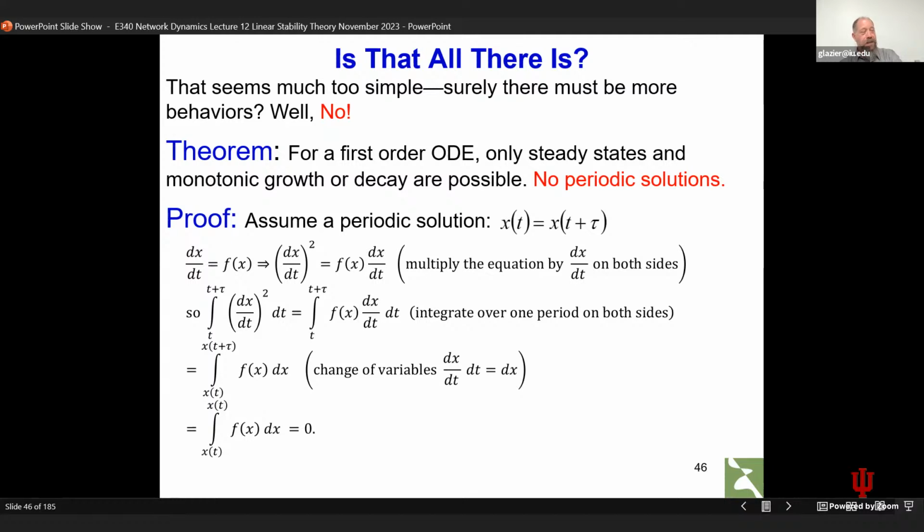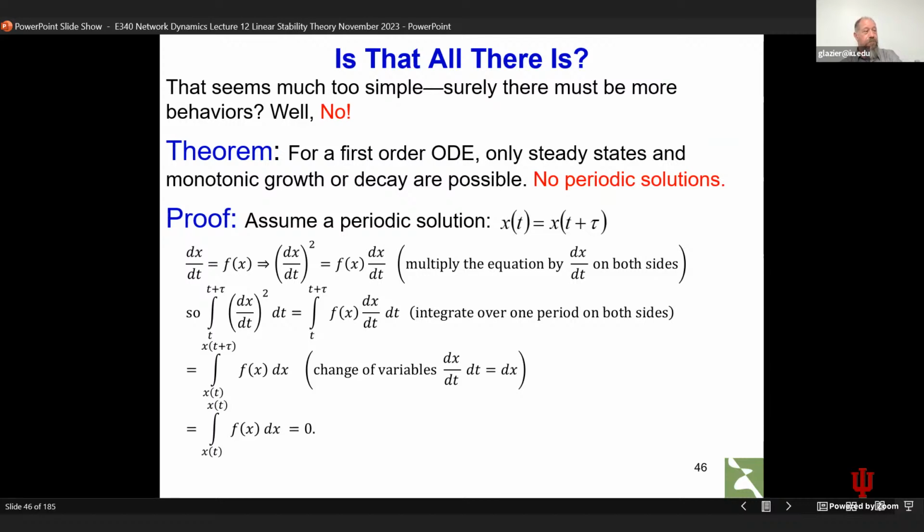So nothing up my sleeve. I now am going to integrate both sides from t to t plus tau. I'm going to integrate over one period of my oscillation. Again, nothing terribly tricky going on. I have the integral from t to t plus tau of (dx/dt) quantity squared, integrated by dt. On the right-hand side, I have the integral from t to t plus tau of f of x, dx/dt times dt.